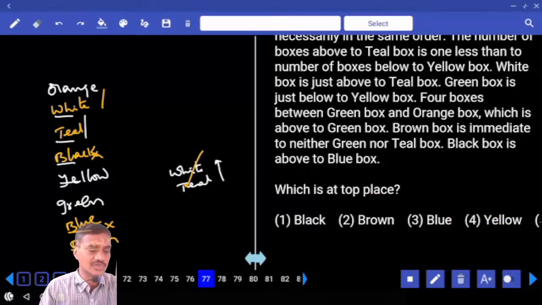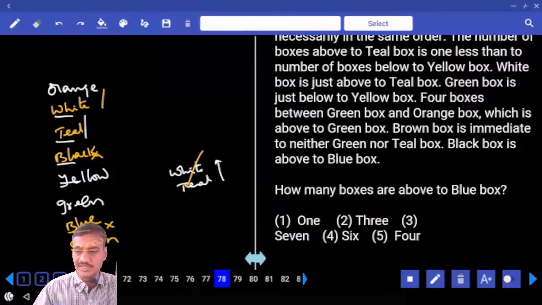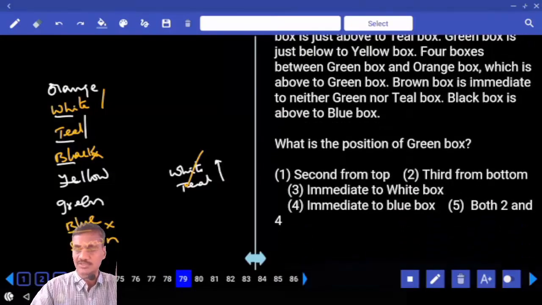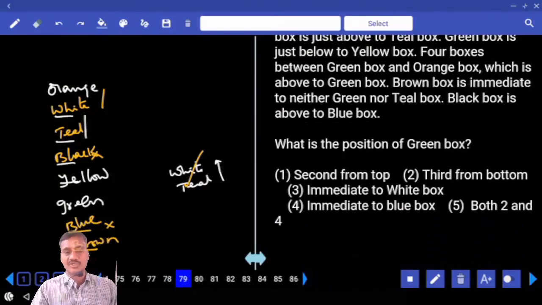Orange, that is given in choice 5, question number 77. Then 78. How many boxes are above the blue box? Above blue: 1, 2, 3, 4, 5, 6. There are 6 above this one, choice 4. And what is the position of the green box? Now tell me what is the position of the green box here? Second from the top is false. And third from the bottom is definitely choice 2, question number 79.